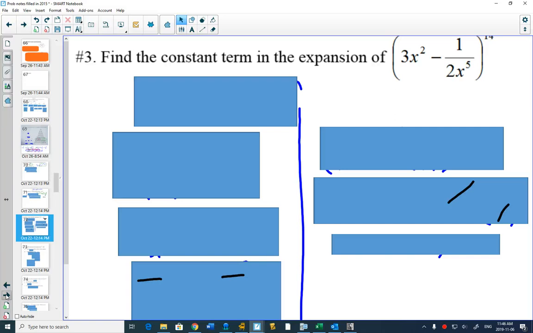Find the constant term. What is a constant term? A term without a variable, okay? And another way that we can think about that, if it has no variable, or it could have a variable x with an exponent of 0. If it has no variable, well, an x to the 0 would make that go away.